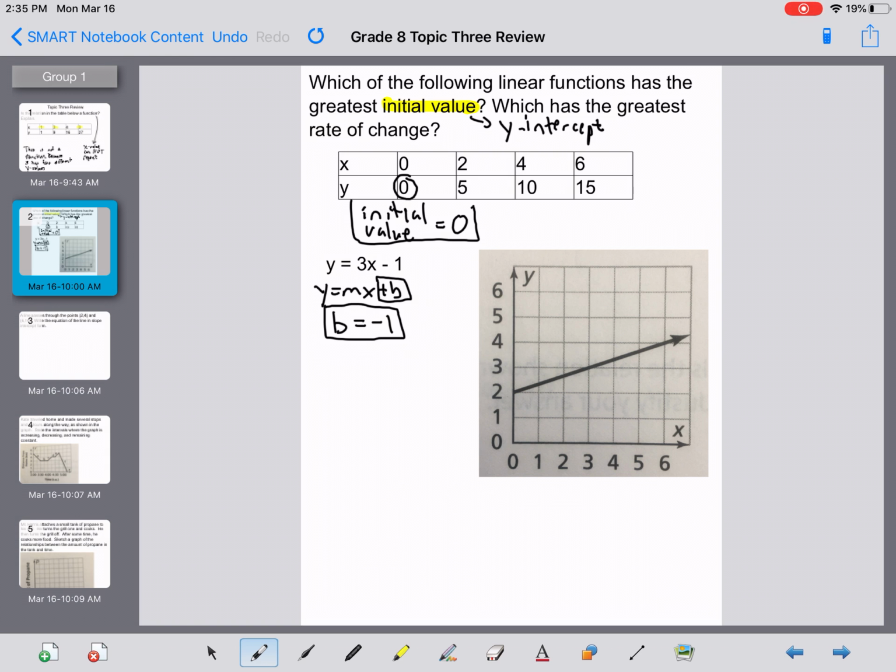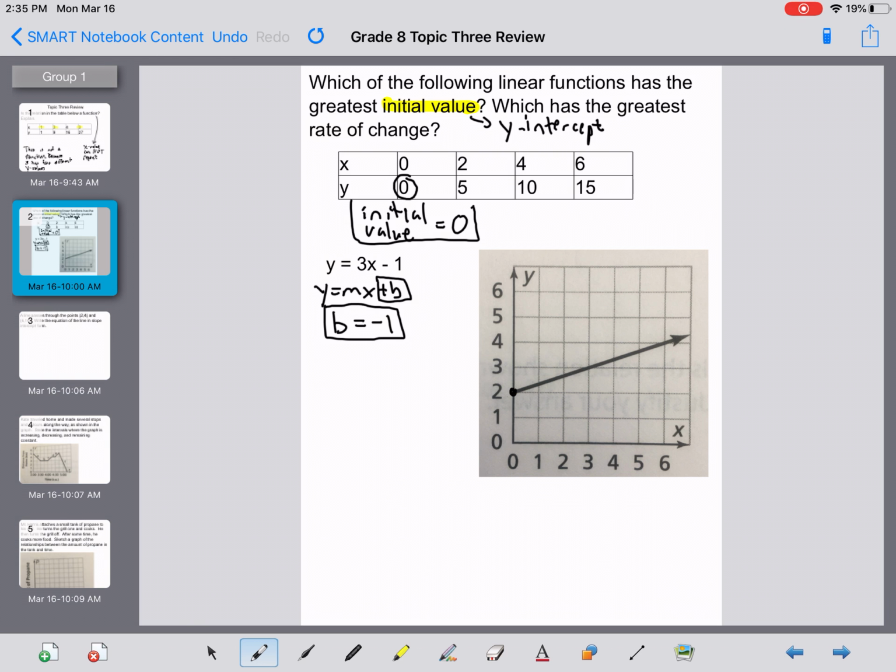Now I'm going to look at my graph. My initial value is the y-intercept, where it touches my y-axis. That is right here at 2. So my initial value for my graph is equal to 2. So when I compare these, the largest or the greatest is my graph. So I can just write that the graph has the greatest initial value.